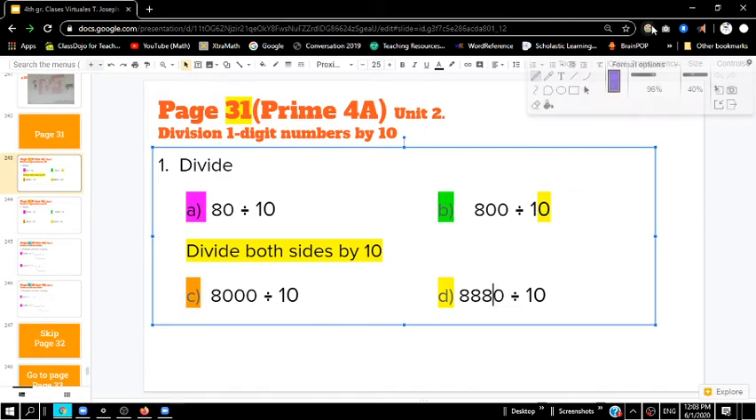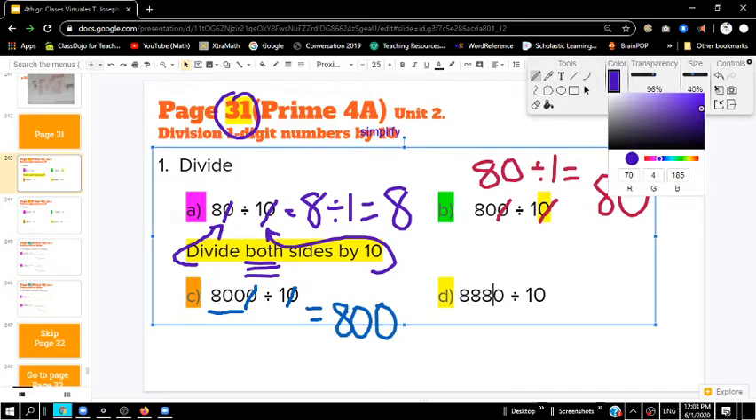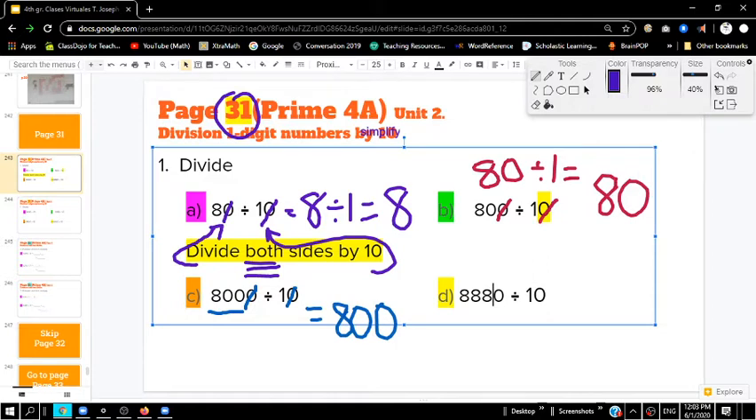Okay. So when we're looking at these types of problems, boys and girls, we need to understand that both sides need to be represented, okay? So we're going to divide both sides by the same exact number, 10, and our new number that's left over is 888. Okay, check your answers to make sure that they're correct, and we'll go to the next part of problem, page 31.